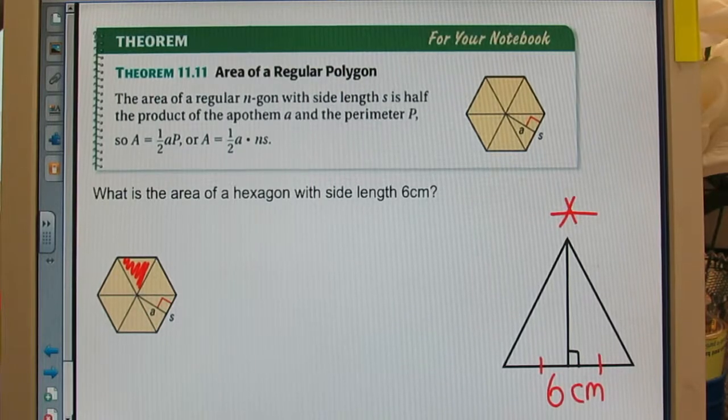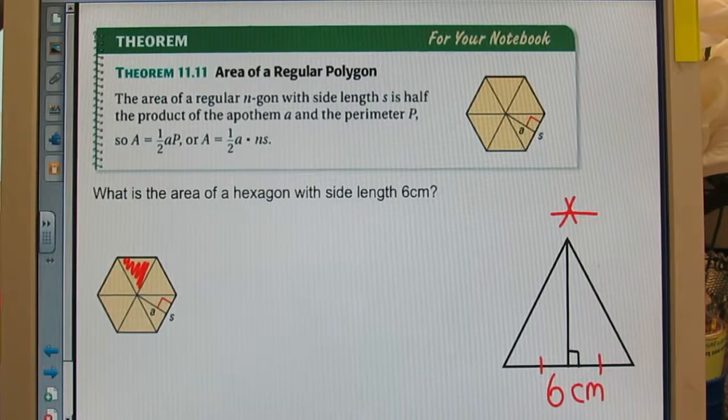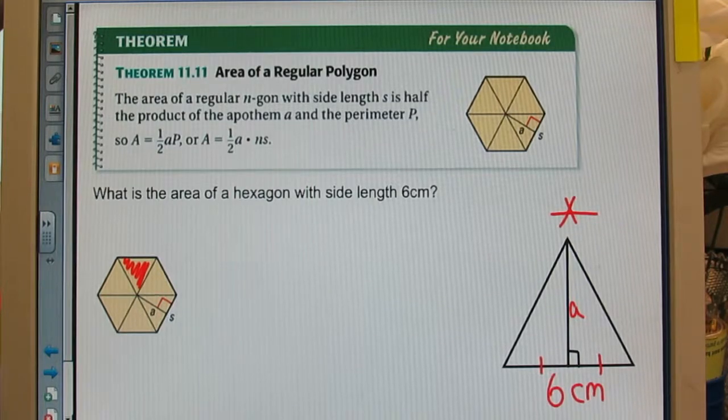So to find this length, the apothem, what do I need to know? Well, to find a side length, if I have one side length, I either need an angle, so I could use trig, or I need the hypotenuse, so I can use the Pythagorean theorem. Well, I don't know what the hypotenuse is, but can I find the measure of this angle?